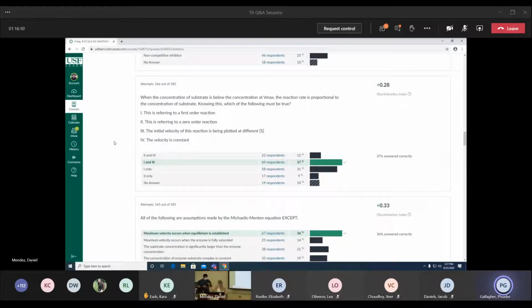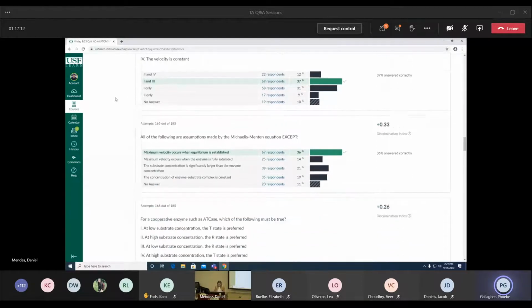So that makes Roman numeral number 3 correct. Roman numeral number 4 states the velocity is constant. That's going to be incorrect because that would be true if we were talking about a zero order reaction. So that makes number 1 and number 3 correct, and it looks like 37% of you got that correct.